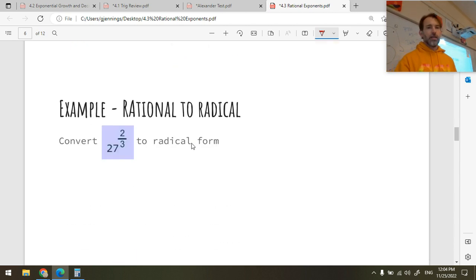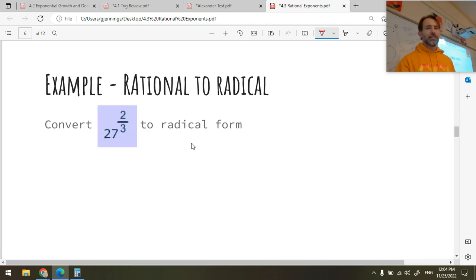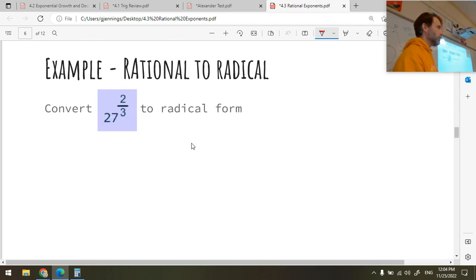Let's try it. If we have 27 and we're going to raise that to the 2/3, let's find out what that is. Okay? And we want to write this in what's called radical form. If you have something in there like 5, that type of number is called a radical. If I have a different index number, it's still a radical. Even if I want the 31st root or something, that's still a radical.